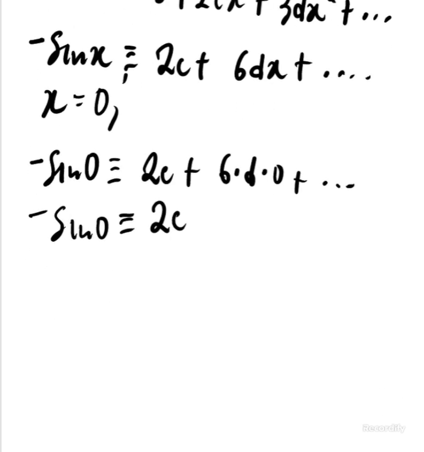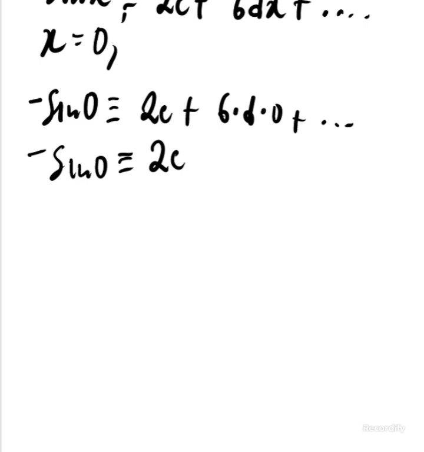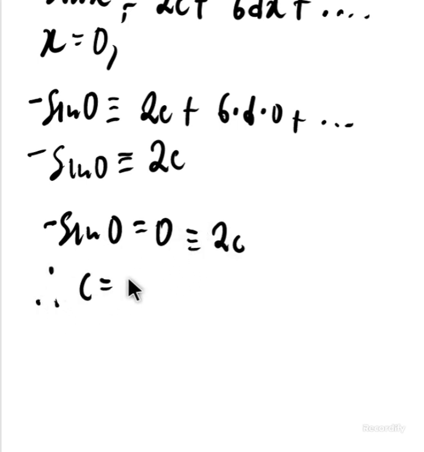Now what is negative sine 0? Sine 0 is going to give us 0. So negative multiplied by 0, that's negative 0, and we don't have negative or positive 0. 0 is neutral. So we have negative sine 0 equals 0, which is equivalent to 2c. And then what are we going to do? We divide both sides by 2. So therefore, c equals 0. c is also 0.